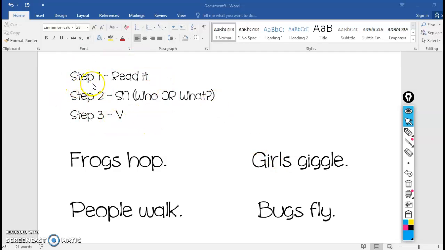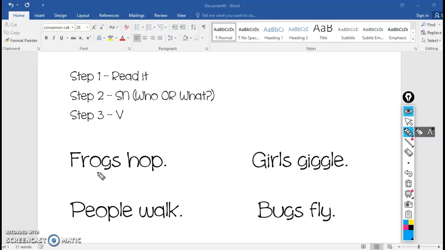So step one, really simple. You just read the sentence. Step two, you are going to ask and answer a question trying to figure out the subject noun. If it is a person, you'll use the word who to start your question. And if it's a place, thing, or animal, you'll use what to start your question. And then step three is you are going to look for the verb by asking a question to yourself and answering it. So let's start with this first sentence.